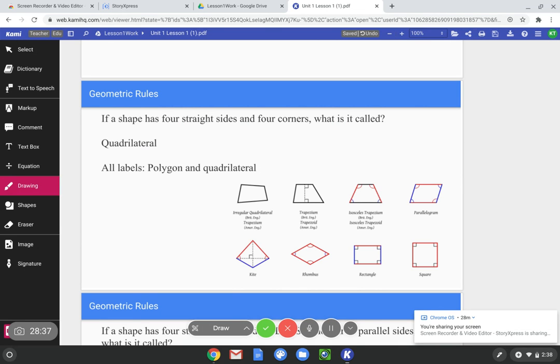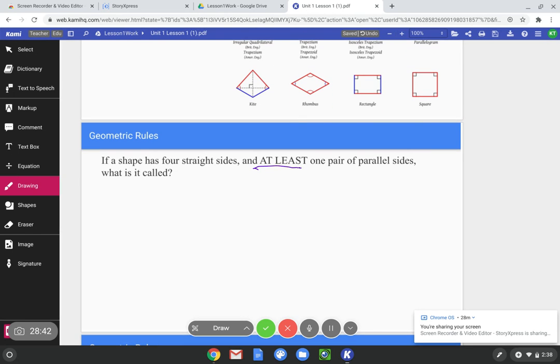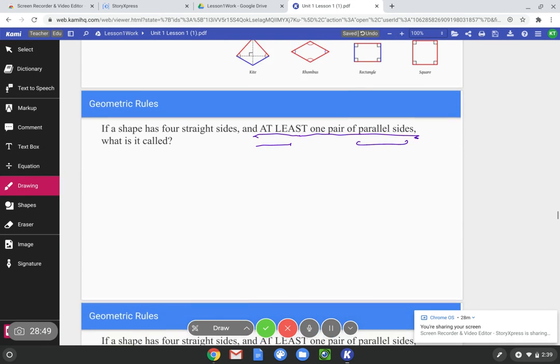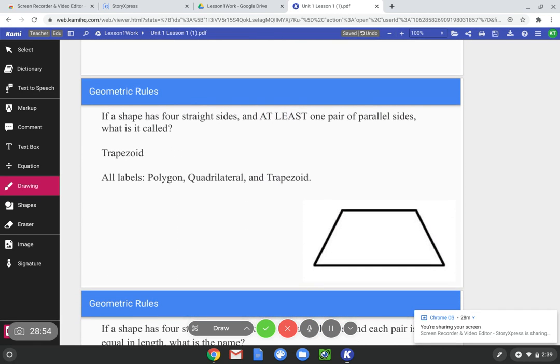So many types. If a shape has four straight sides and at least one pair of parallel sides. Now, at least one pair of parallel sides. What is that called? I know you know. Show me that you know. A trapezoid. See, these lines are parallel. We can draw a trapezoid because if you just say it needs to have one pair of parallel sides, okay, well, I'll just go ahead and draw parallel sides. Those lines are parallel. They're not equal in length, but they are parallel.